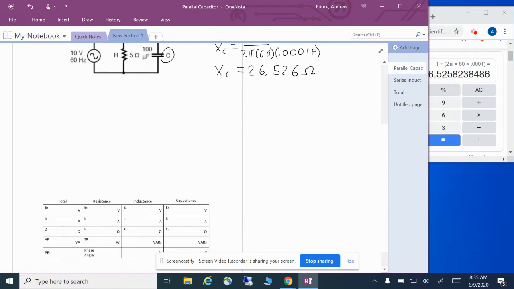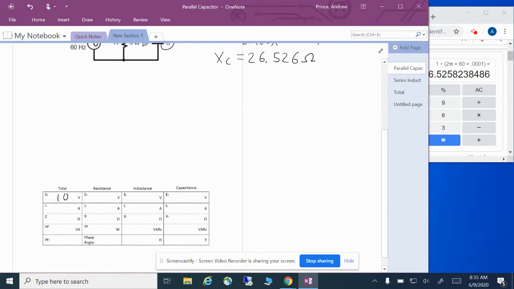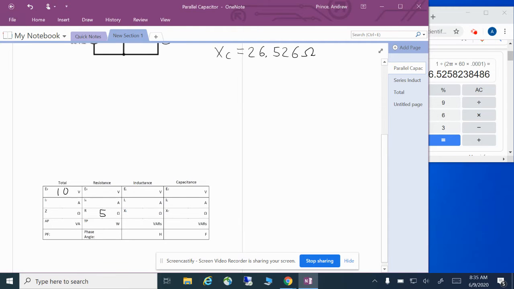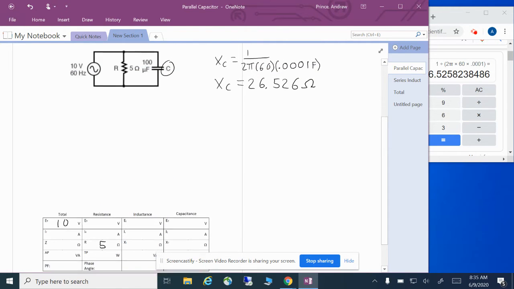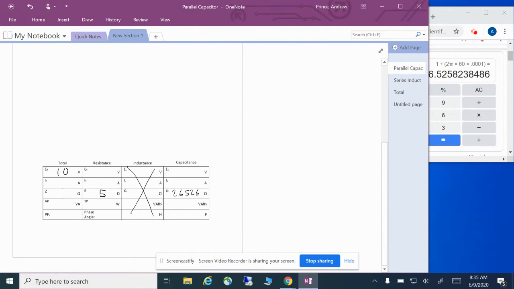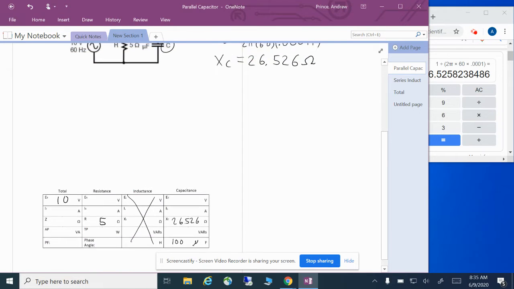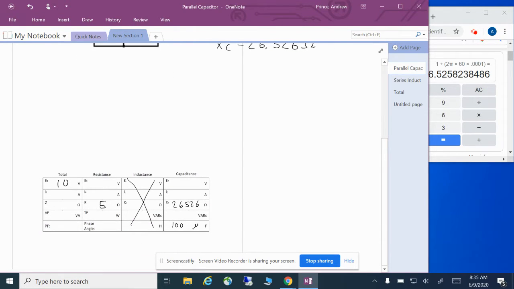All right, so I got a good chunk of the information I need down here, so let's come down to the chart. We got the voltage total, 10 volts, resistance of 5 ohms. My XC is 26.526. And then I had 100 microfarads. Okay, so since we're parallel, we got two values in my ohmic category here.